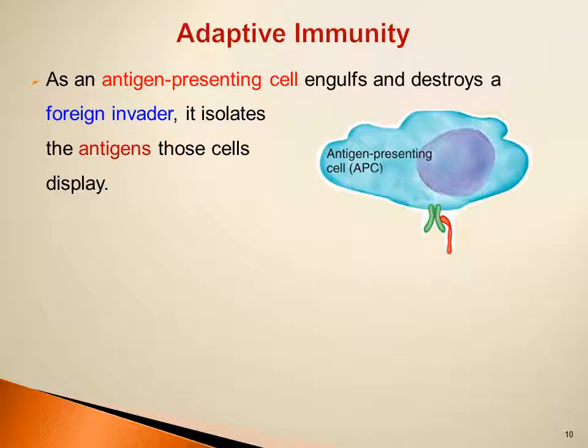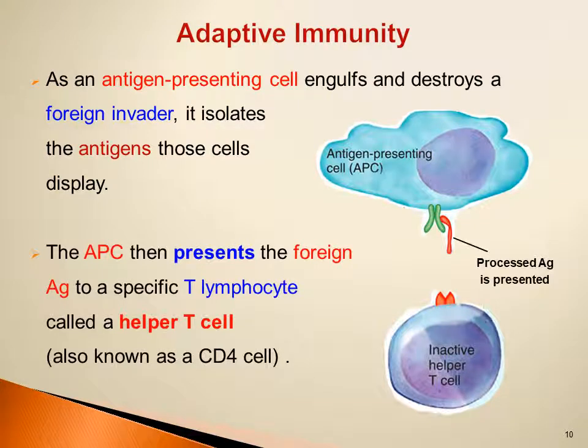As an antigen presenting cell engulfs and destroys a foreign invader or pathogen, it isolates the antigens those cells display. So it will digest the cell and take away the antigens to present them on their surface. The antigen presenting cells then present the foreign antigens to a specific T lymphocyte called the helper T cell. It is also known as CD4 cells.